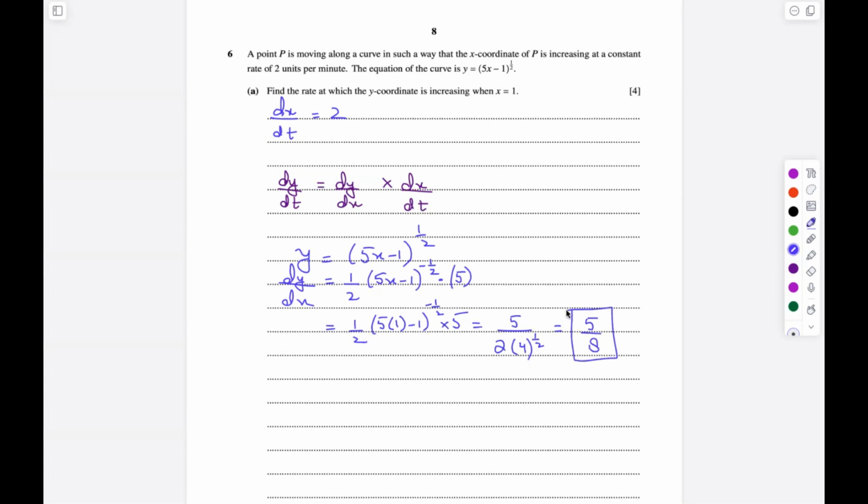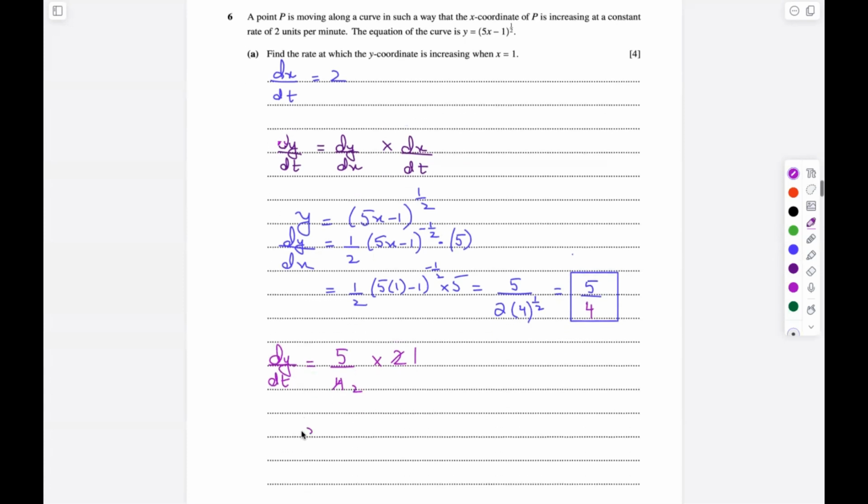Once we have the value for dy by dx, we'll multiply it with the value for dx by dt. There is a small change here: dy by dx will be 5 upon 4, as the square root of 4 is 2, so this will become 2 times 2, which is 4. So dy by dx is 5 upon 4, multiplying by dx by dt, which is 2. So this will cancel out, and the final answer for dy by dt will be equal to 5 upon 2.